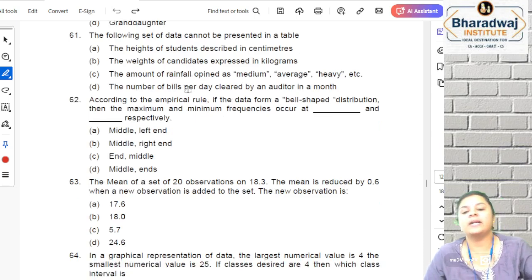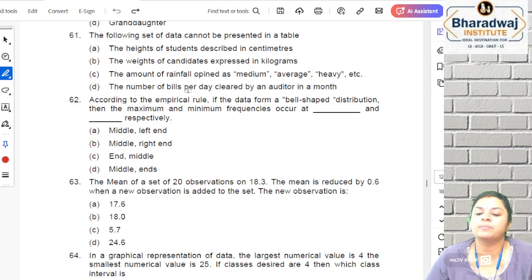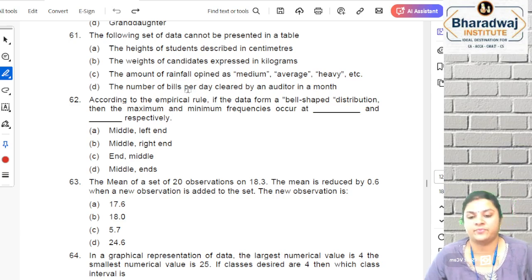From question number 61, which is the statistics part, let me quickly run through. The following set of data cannot be represented in a table: heights described in centimeters, weights in kilograms, amount of rainfall as medium, average, heavy, number of bills per day cleared by an auditor in a month. Option C. Why? Because the other data are all quantitative, and this one is qualitative.